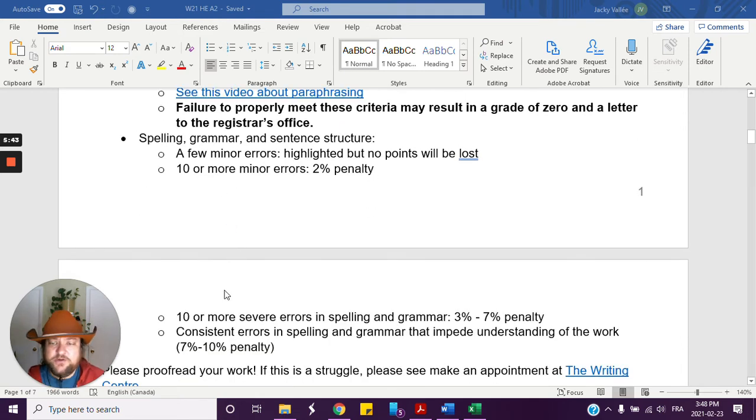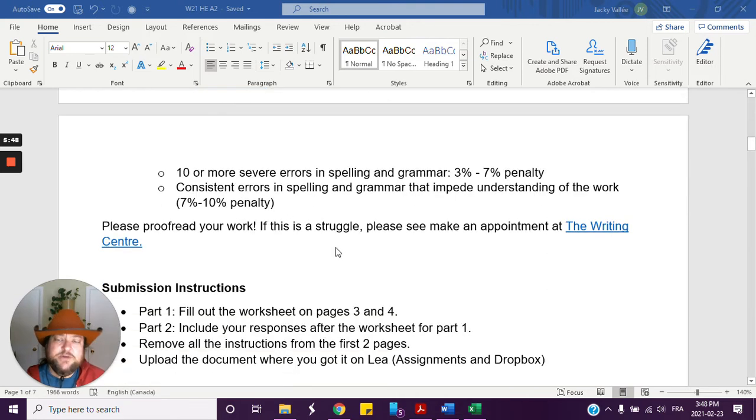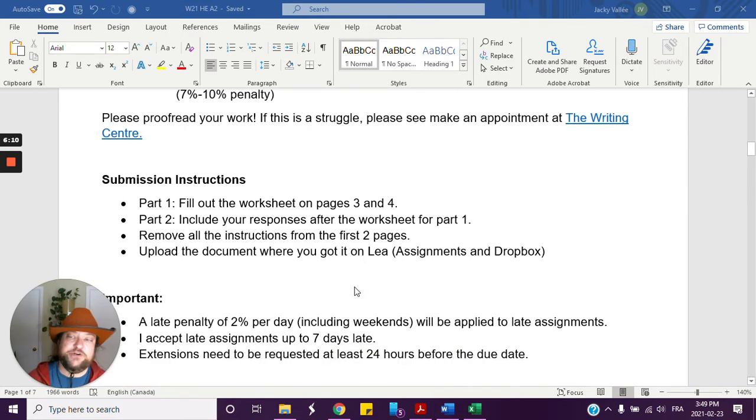Spelling and grammar count, but there's a scale here that you can look at, and get into the habit of proofreading your own work. And if you know you struggle with the English language for a variety of reasons, the folks at the Reading Center, they're there to help, okay? They're professionals, and they're really good at helping students understand what issues are with writing and to help you improve your writing. So I strongly encourage you to go there if it's something that you struggle with.